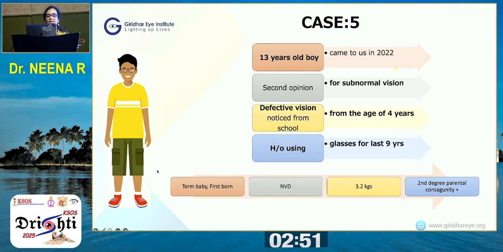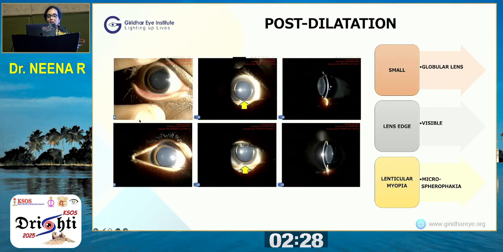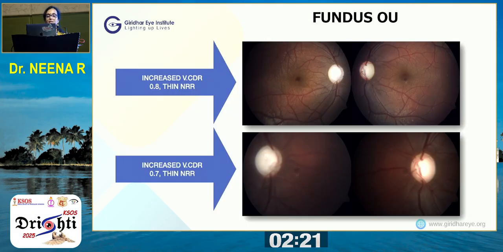So my last case is a very interesting case, a 13-year-old boy who came to us for a second opinion for subnormal vision. He was wearing glasses for the last 9 years, otherwise healthy, but there was second degree parental consanguinity. So this is how his anterior segment of both eyes was. When I saw him a few years back, he had shallow ACs and some peripheral anterior synechiae with iris atrophy. When we dilated, I was in for a surprise. He had microspherophakia. And the discs were pale, looked like glaucomatous cupping to us.